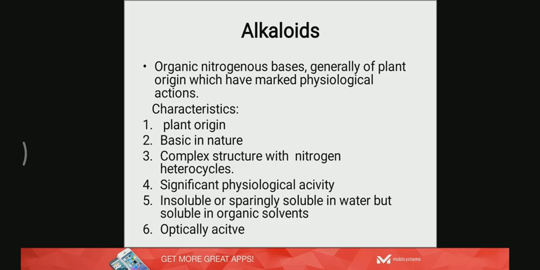Now, what are the important characteristics of alkaloids? As we have learned, they are of plant origin and basic in nature. They have complex structures with nitrogen heterocycles, and so naturally they will be optically active. They have significant physiological activity. And regarding solubility, since they are mostly organic and non-polar, they are only partially soluble or insoluble in water but soluble in organic solvents.